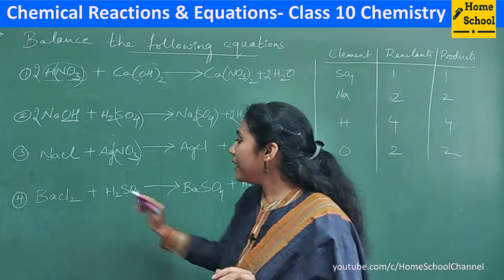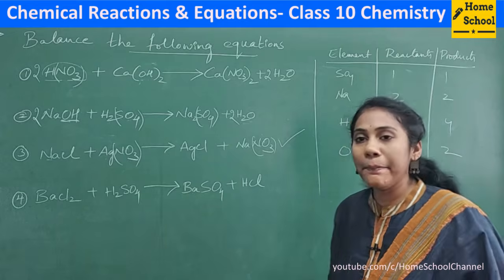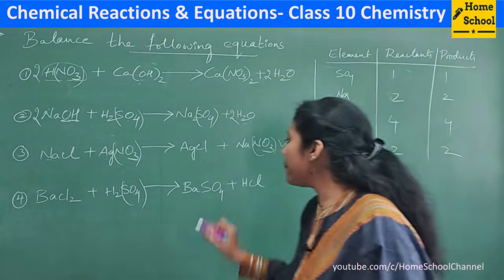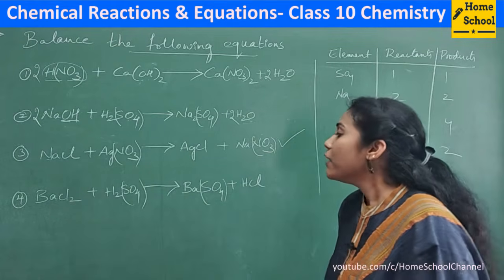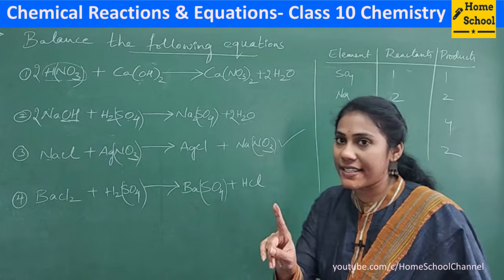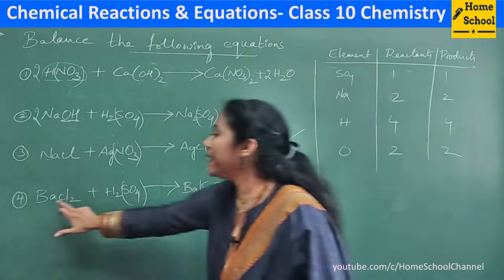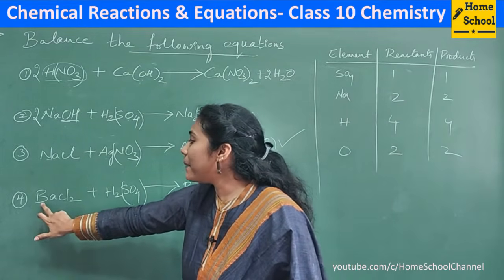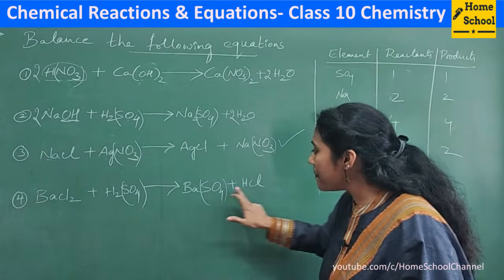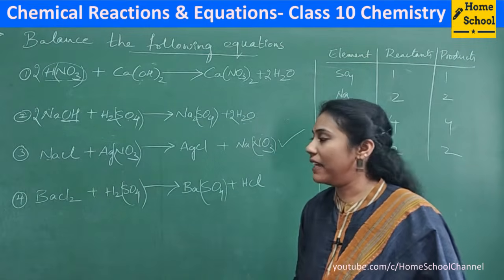Coming to the last equation, the 4th example. Is there any polyatomic group present? Yes, SO4 is the polyatomic group present, right? How many are there? Reactant side 1, product side also 1. So it is already balanced. Next, which one will you balance? Barium. How many bariums are there in the reactant side? 1. How many bariums in the product side? 1. So barium is already balanced.